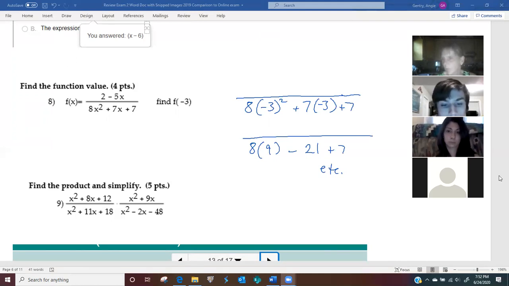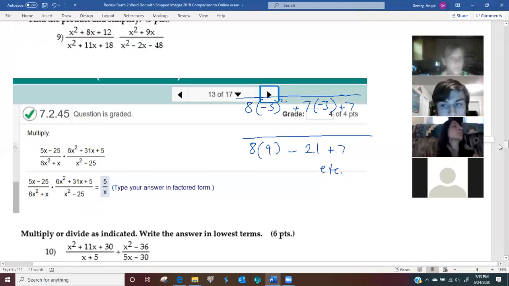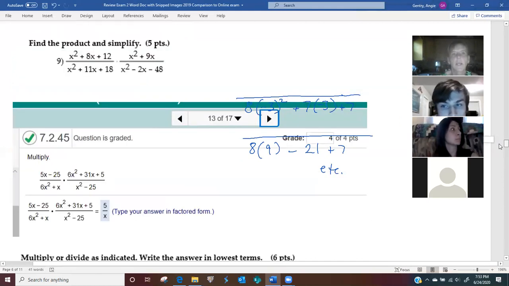So pretty much you just simplify it down. There's where you're multiplying. So when you multiply, you go across and you factor the heck out of it. That's what we talked about before.